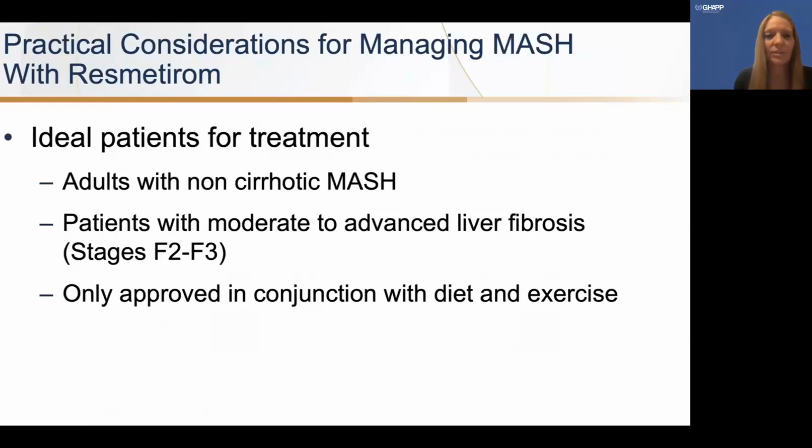So as we consider practical considerations for managing MASH with resmetirom, we certainly need to choose the ideal patients for treatment. Again, these are adults with non-cirrhotic, we want to emphasize that, non-cirrhotic MASH. Patients with moderate to advanced liver fibrosis, they must fall in that category of stage F2 to F3. And reminding our patients that this is only improved in conjunction with diet and exercise. We want to encourage them to continue to work on lifestyle modifications.